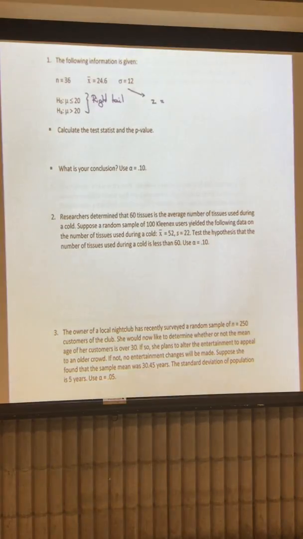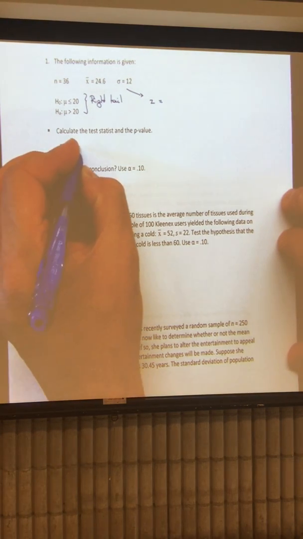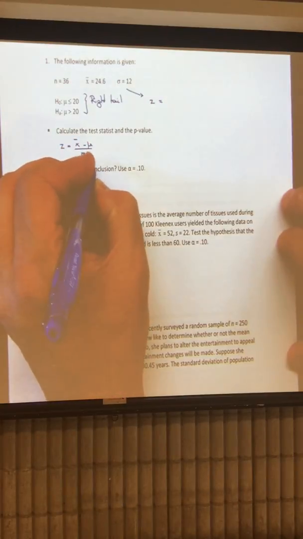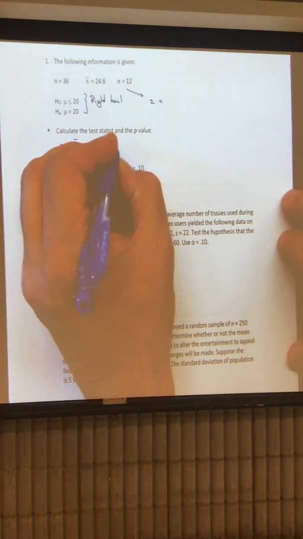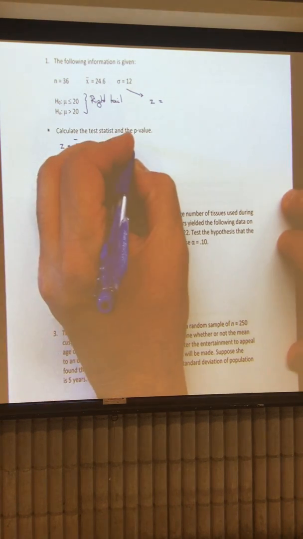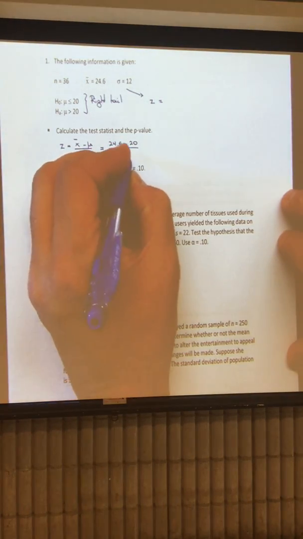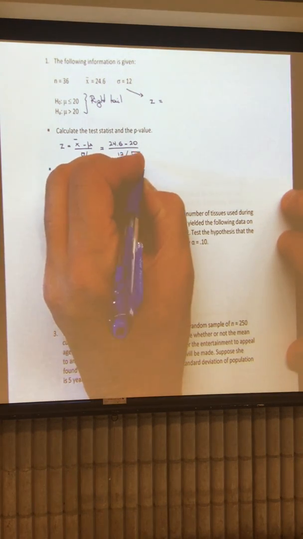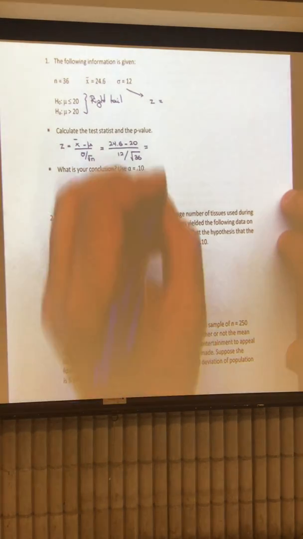The first step that we have to do is to calculate the z-value. Let's do it manually a couple of times, and then we will use the graphing calculator too. X bar minus mu over sigma over square root of n. So x bar is 24.6 minus the mu from the hypothesis, 20, over 12 over square root of n, which is 36. If you do this calculation, this is going to be equal to 2.3.